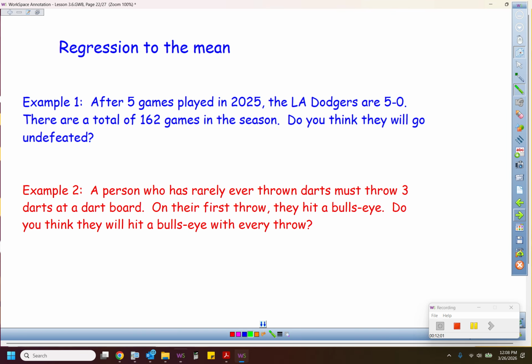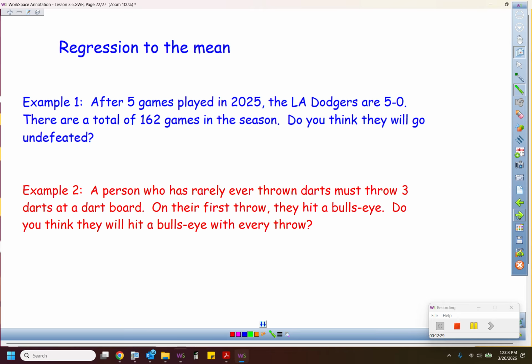Example 2. A person who has rarely thrown darts has to throw 3 darts on the dartboard. First one they throw, bullseye. Do you think they're going to get a bullseye every time? They rarely throw darts. Or maybe they're just lucky. Could be complete luck or partial luck. But do you think they will start to average out so that they won't get a bullseye every single time? They will regress to the mean, right?